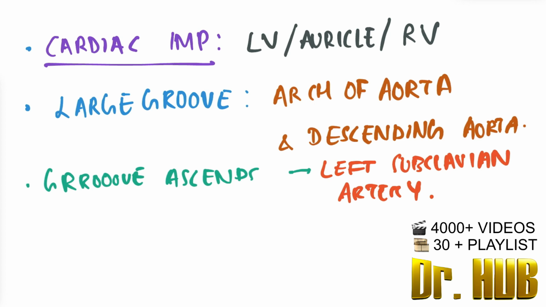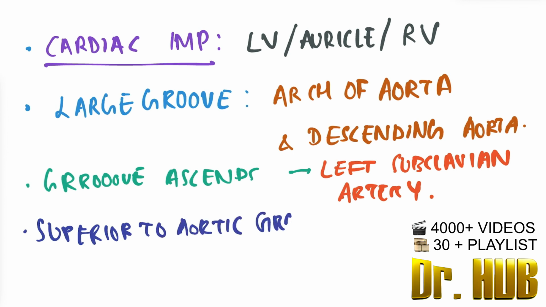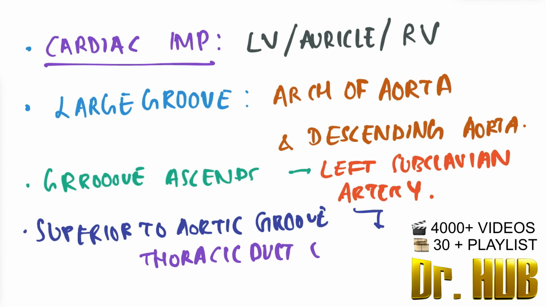Then there is the region superior to the aortic groove. What do we have superior to the aortic groove? What we have is the presence of the thoracic duct and also the esophagus. This is nothing but superior to the aortic groove.